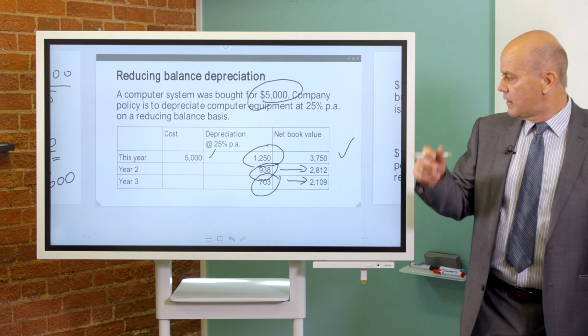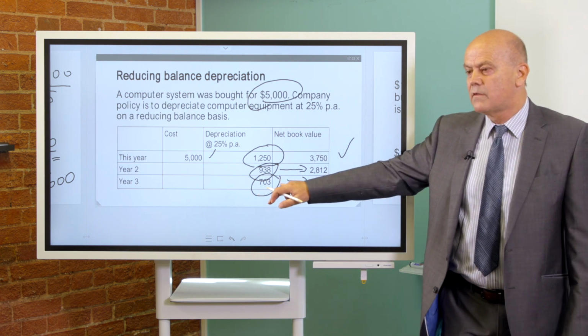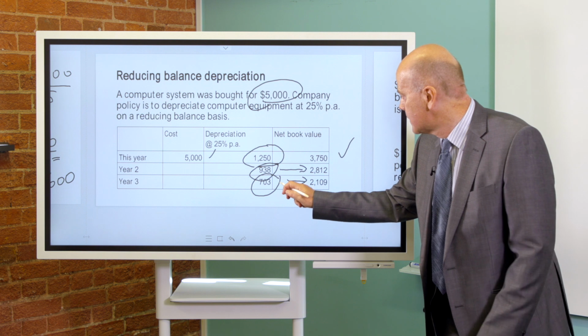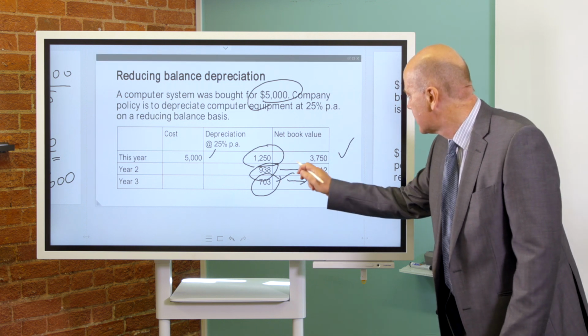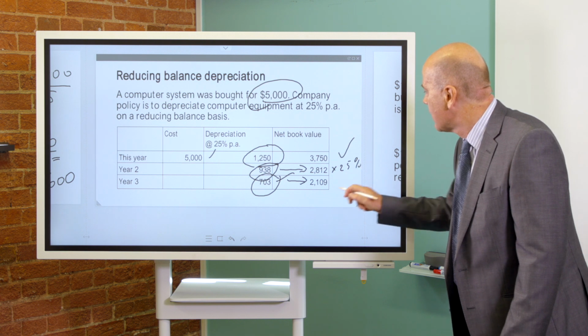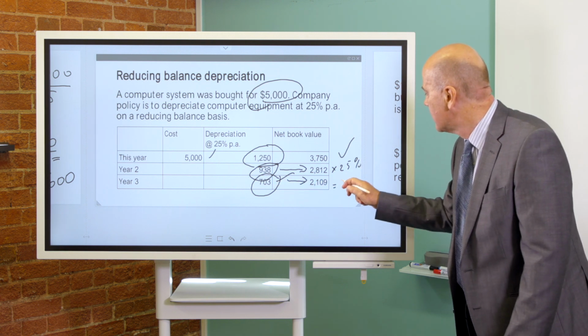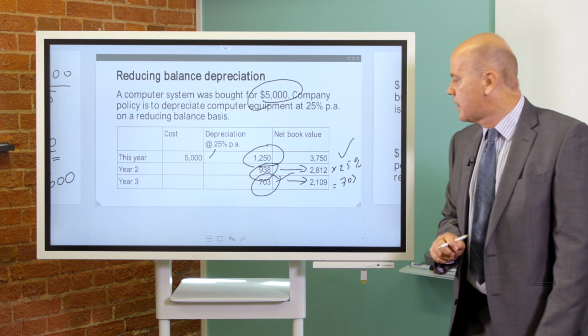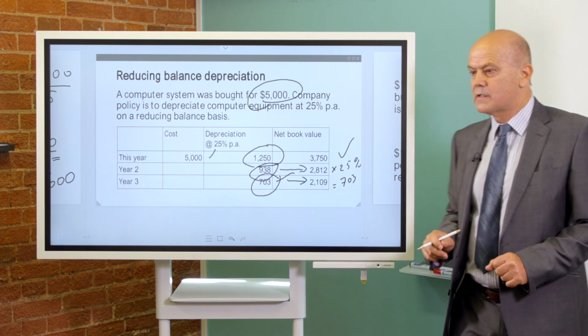Now, Alex, how did I calculate this 703, do you think? You took 25% of 2,812? Yeah, okay, so that's exactly how I did it. Excellent. So that was multiplied by 25%, and that's equal to the 703. Okay, fantastic. So we'll do another example. Yeah, you have a question? Yeah, how do we know which method of depreciation to use?